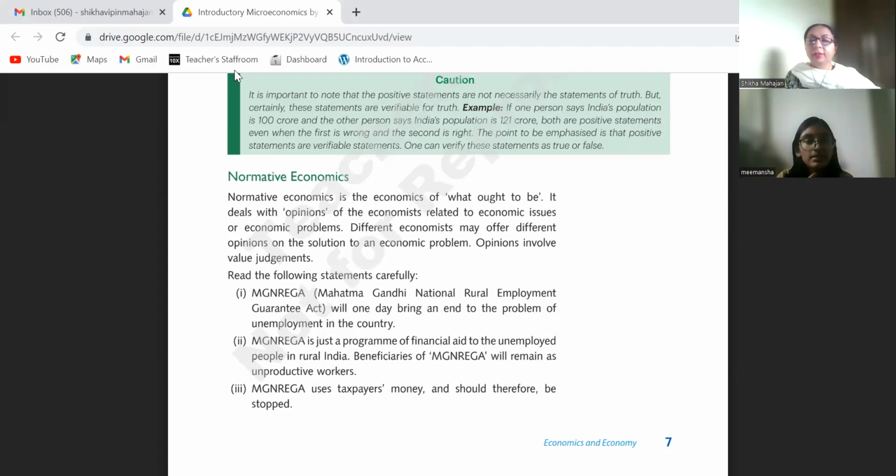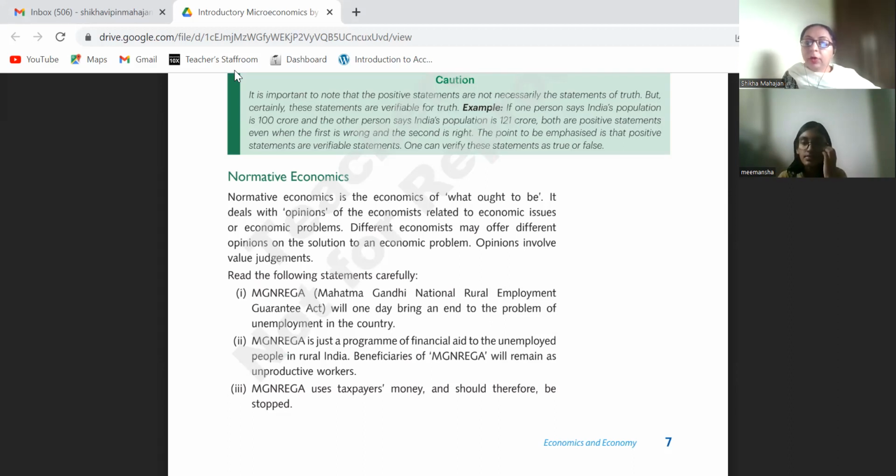Before we discuss normative economics further, there is a caution for positive economics: when we study the facts about what people are saying about the past, the present, and the future, suppose one person is saying India's population is 100 crores and the other is saying India's population is 121 crores. Both are positive statements, even if the first is wrong and the second is right, right? The point to be emphasized is that positive statements are verifiable. You have to work on the facts and the figures.